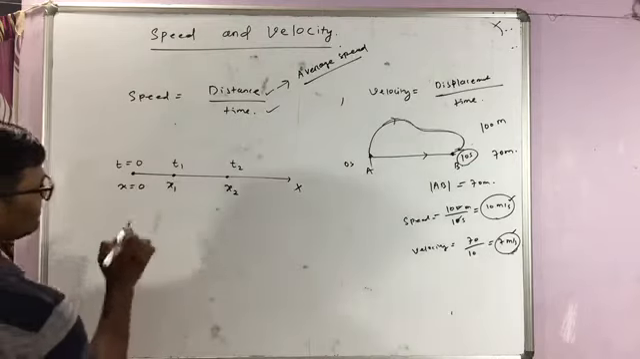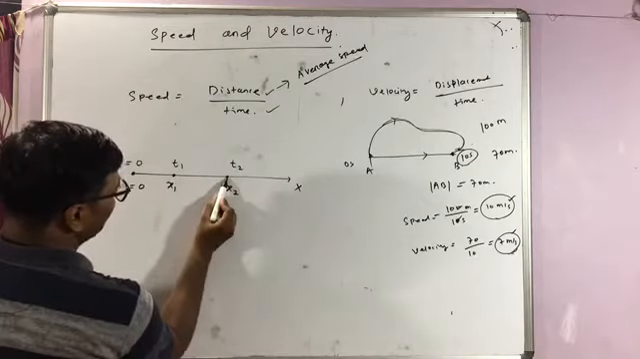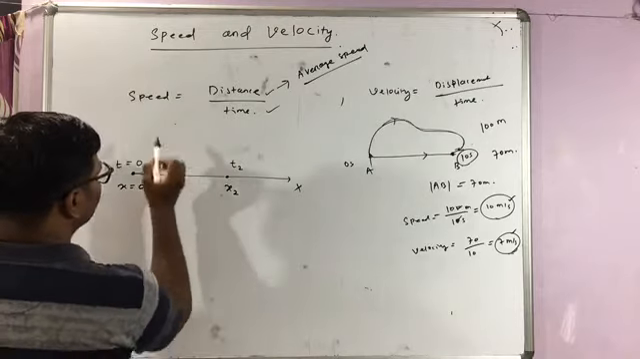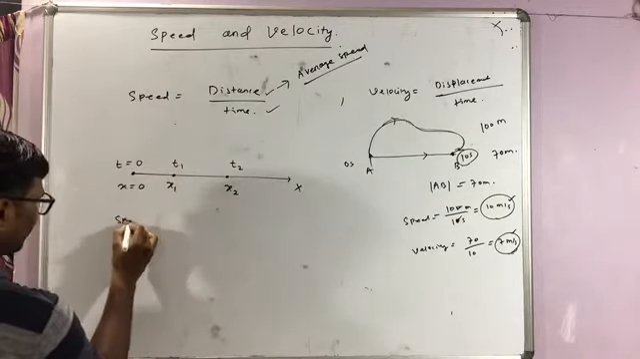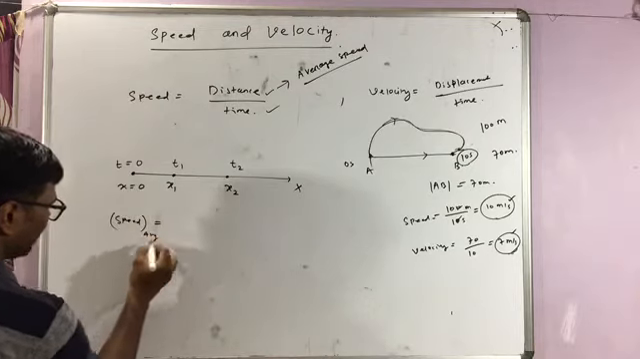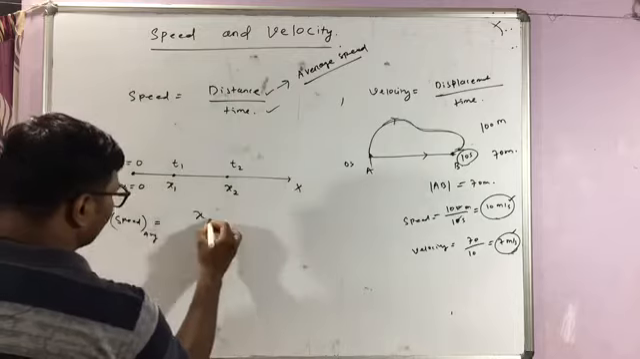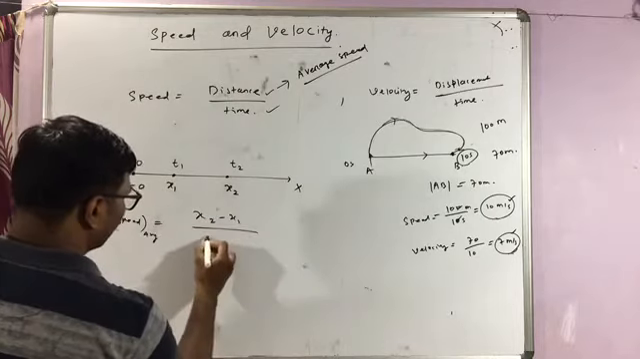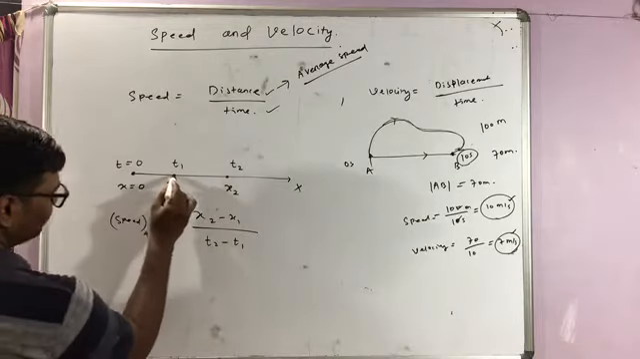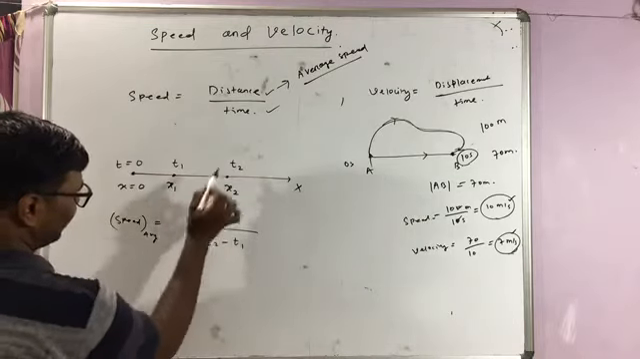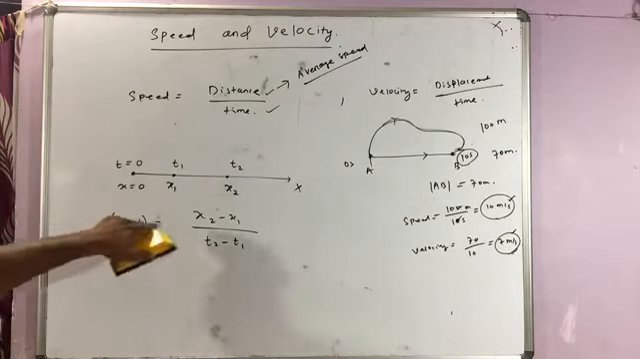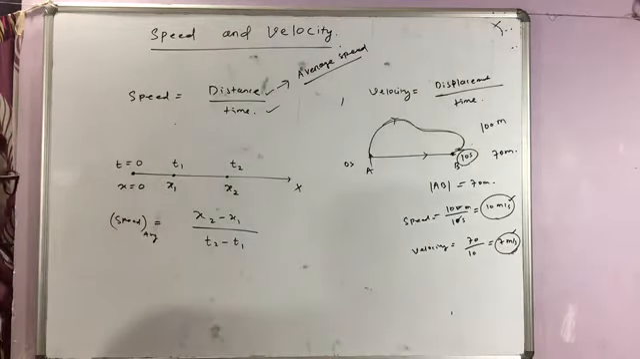The total distance means what? If x2 is the coordinate here and x1 is the coordinate here, means position coordinate. So your average speed is given by x2 minus x1 by t2 minus t1, means the distance covered is the length of this path divided by the time taken. This is called your average speed. Got? That you can find.